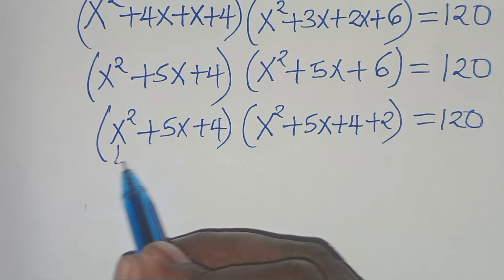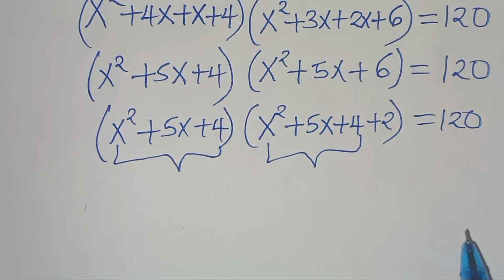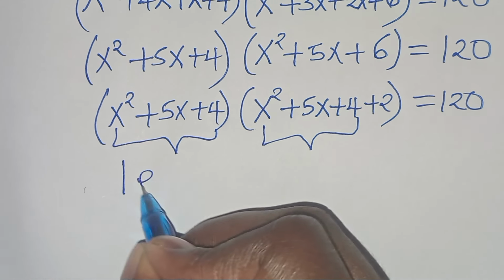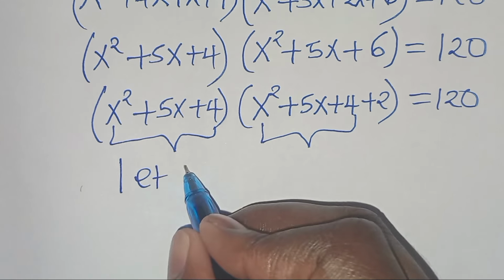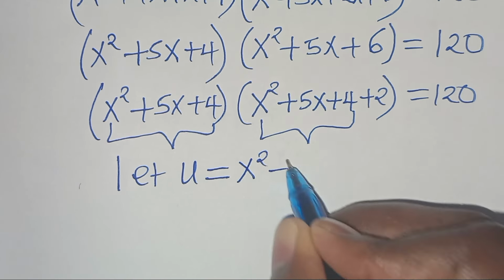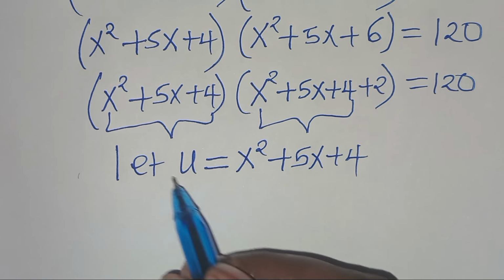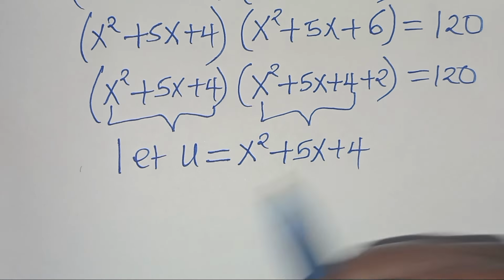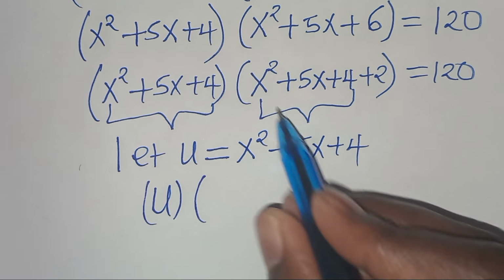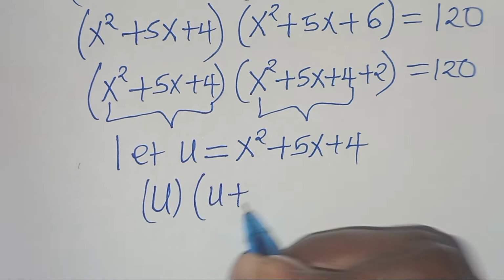So if you check here, this particular part and this particular part is the same. So we can let u be equal to x squared plus 5x plus 4. So let's substitute u back into this equation, so that we have u multiplying by (u plus 2). This is equal to 120.